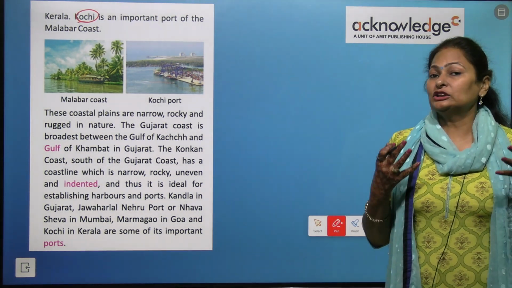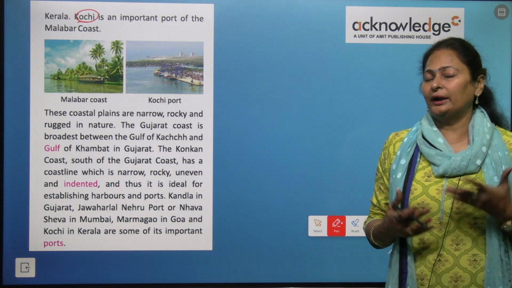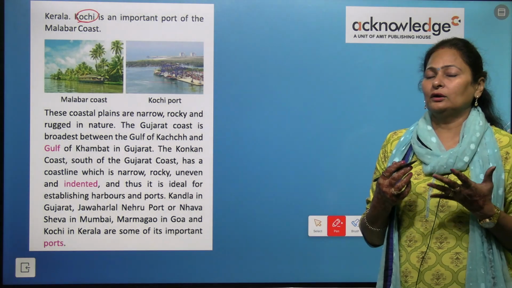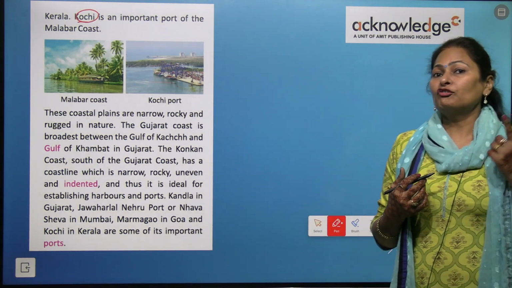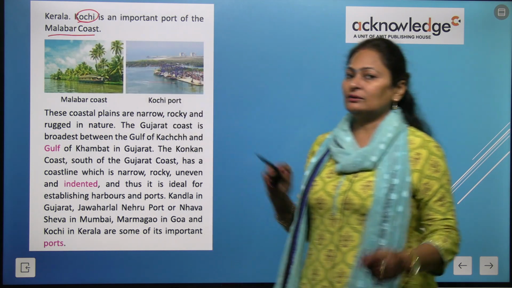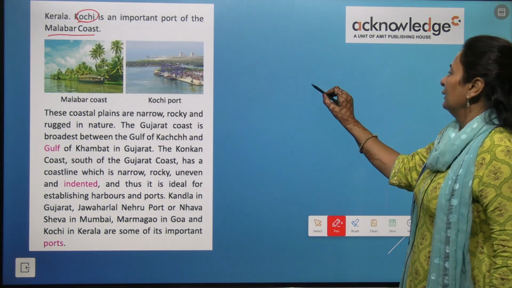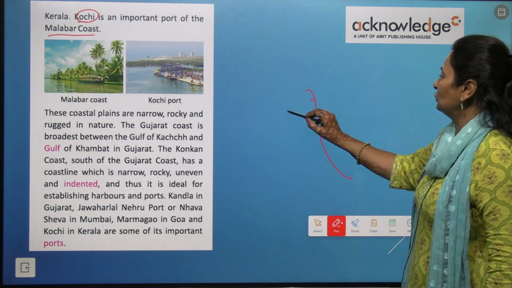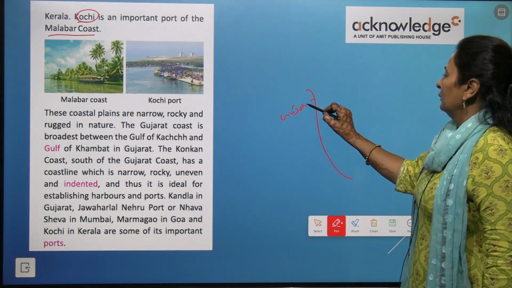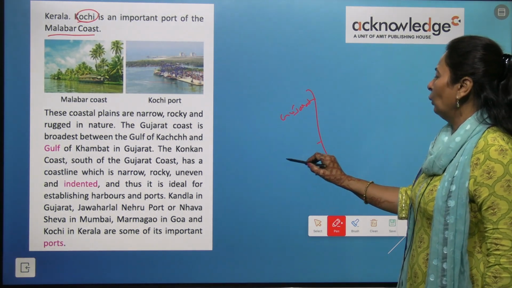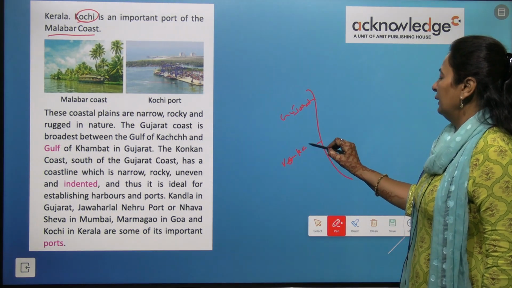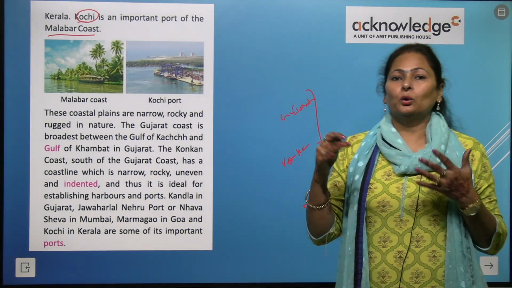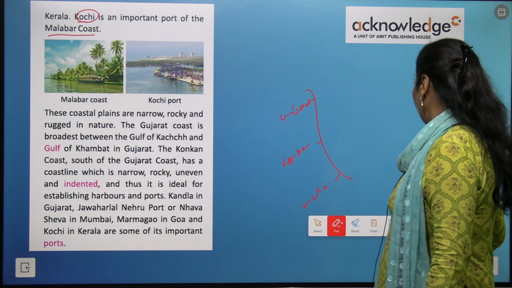A port is where the cargo ships get loaded and unloaded. So Kochi is a very important port of the Malabar coast. Yes, we have learned 3 coasts. Gujarat at the first. If you see the Gujarat, this is the coastline, let's say. So this is the Gujarat coast. Second is Konkan. And the third is Malabar. Right? So in this way, Kochi is an important port of the Malabar coast.